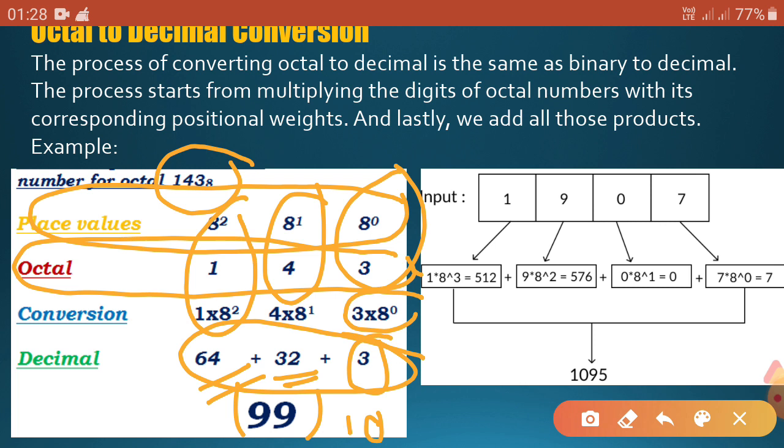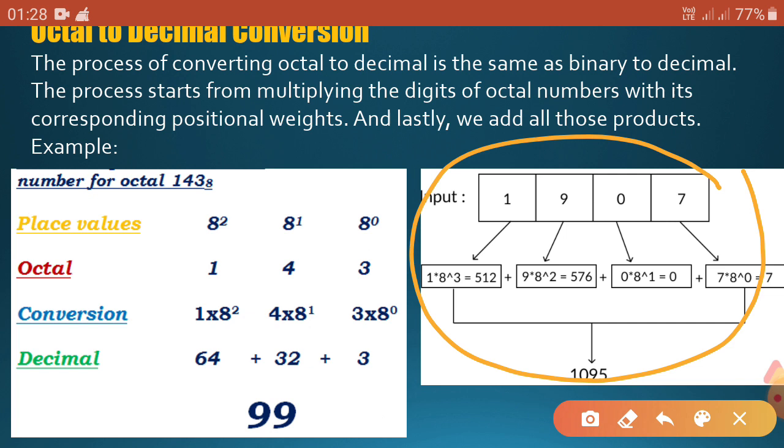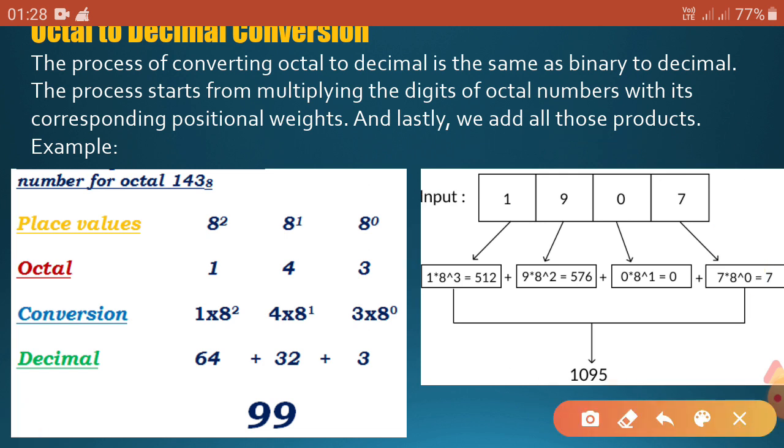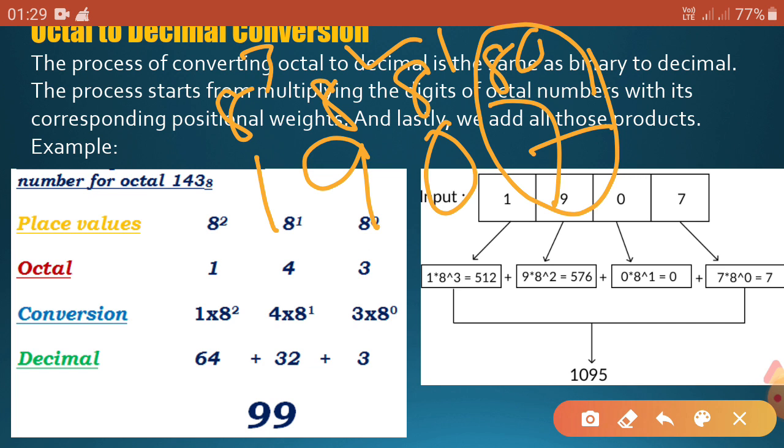Okay, so here another example is given. So 1907, it is in octal. Whenever we want to convert it into decimal, we have to write the place values. So the number is 1907. What is the place value of 7? That is 8 to the power 0. Here it is 8 to the power 1, 8 to the power 2, 8 to the power 3. So here we have to multiply 7 into 8 to the power 0, that gives us 7.